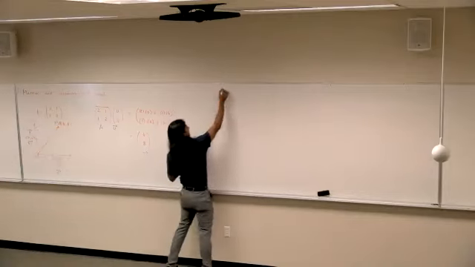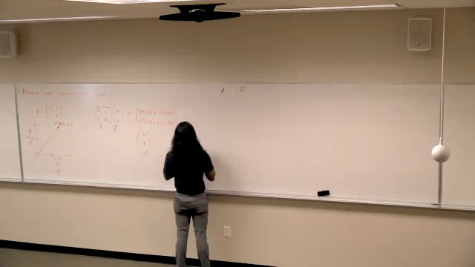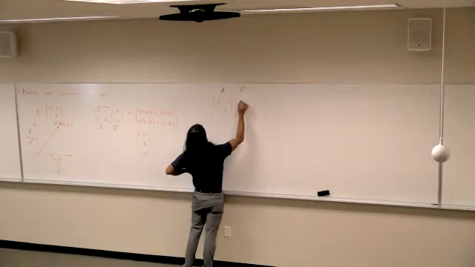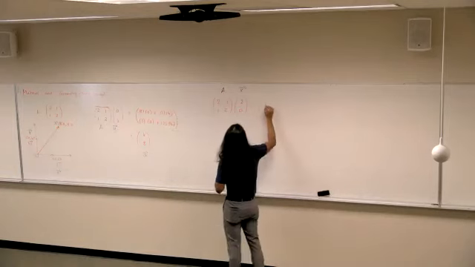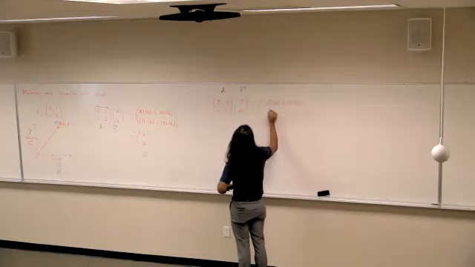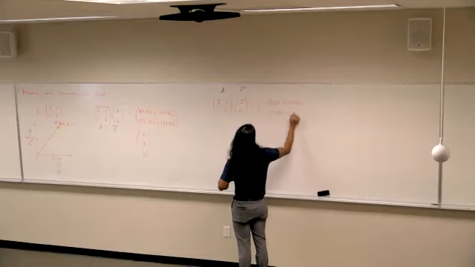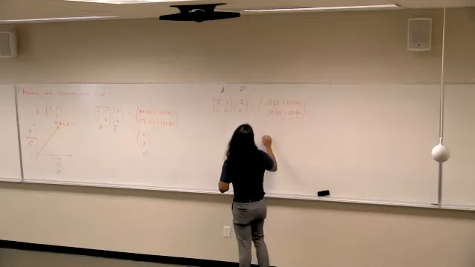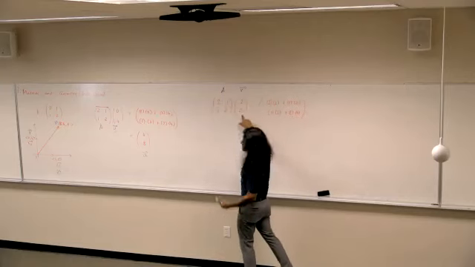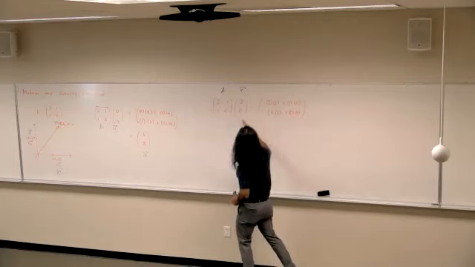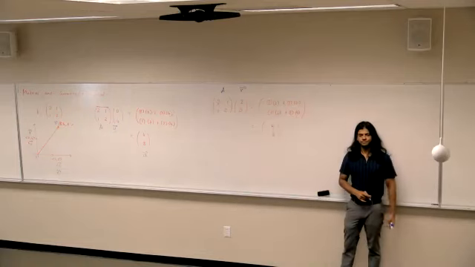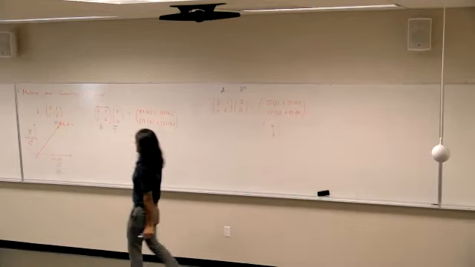A times X vector. A is 2, 1, 1, 2, X is 2, 0. So 2 times 2 plus 1 times 0, 1 times 2 plus 2 times 0. Dot product of this vector and that vector, dot product of this one and that one, you get 4 and 2. Yes. Okay, it's an easy case.